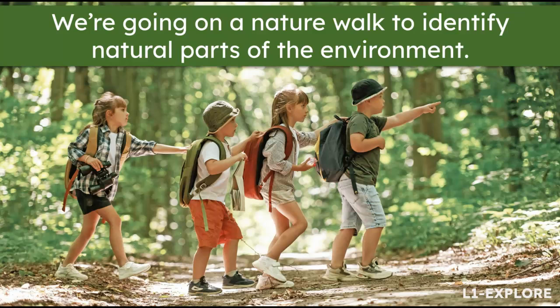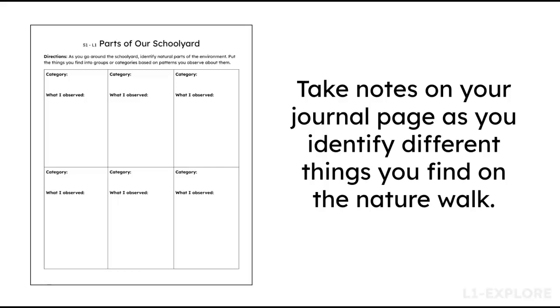For the Explore portion, you'll tell students that before they can figure out how communities can use resources responsibly, we need to learn more about the Earth. You'll ask about how they might learn the different things we find on Earth. You'll take students outside for the nature walk and have them work in small groups to identify natural parts of the environment. You'll have students use the parts of our schoolyard student journal page to take notes as they identify different things they find on the nature walk.